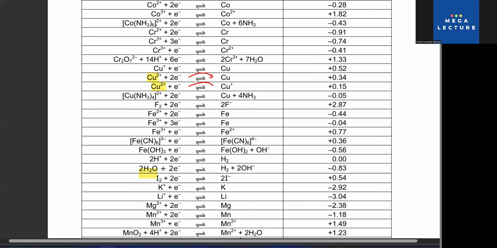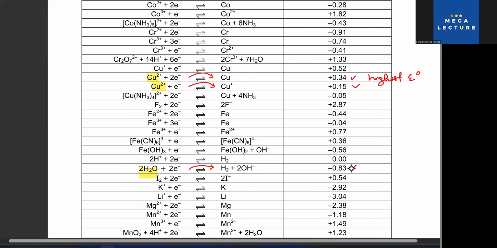This could gain electrons, this could gain electrons, or water over here could gain electrons. Look at the voltages. The highest one is the one that's going to have the highest tendency to gain electrons. So you've got 0.34, you've got 0.15, and this one. You've got three options, right? So which one is the highest E naught? It's this one. This one has the greatest tendency to gain electrons.